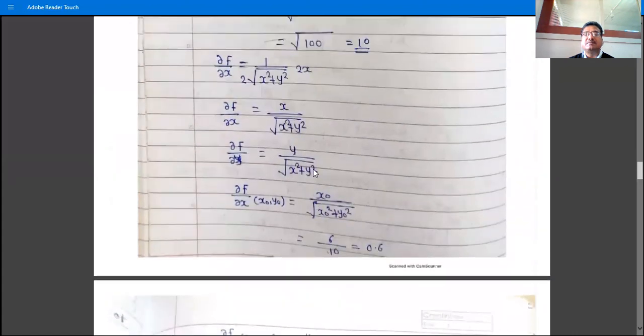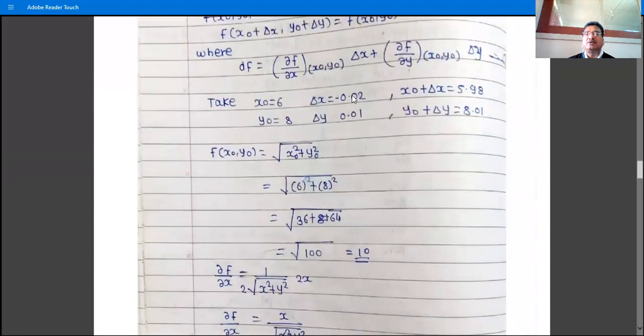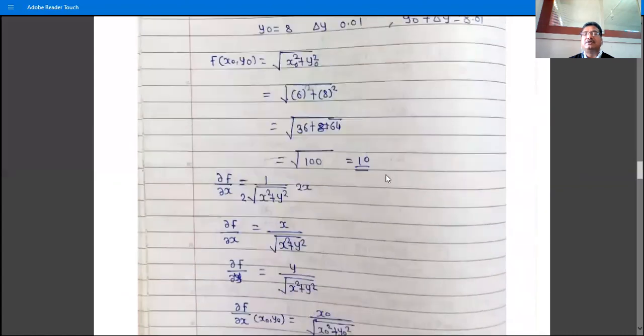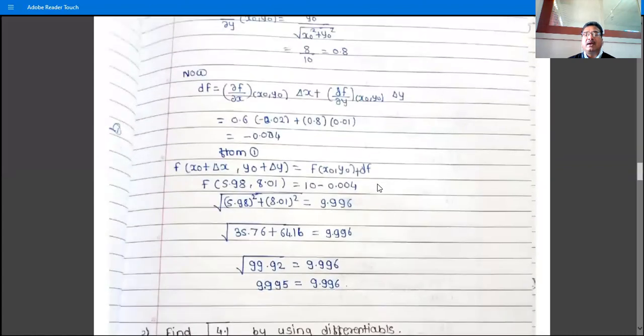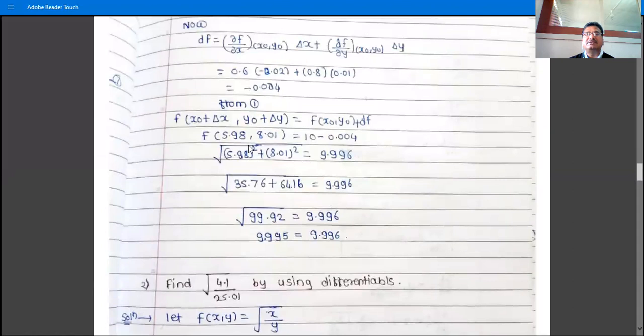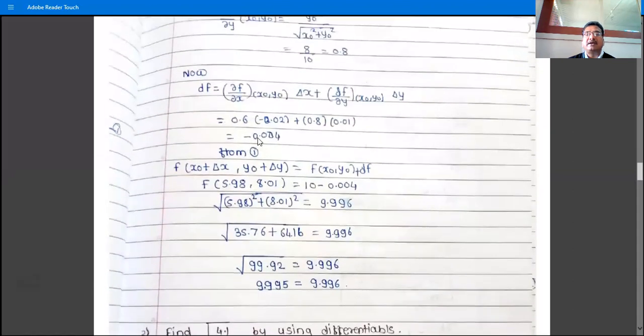Then delta x is minus 0.02. Plus del f by del y at x naught, y naught is 0.8. This value 0.8 into delta y, which is 0.01. And we have this is df. Then df is minus 0.004.